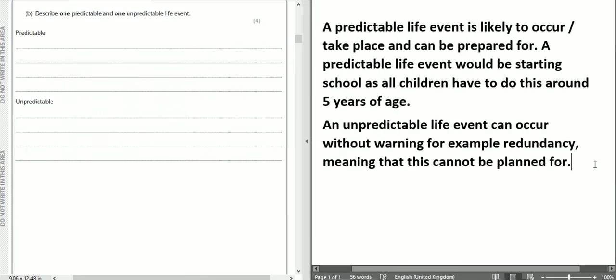There are some events which can cross over. So pregnancy is deemed to be predictable, as it's likely that most people, or most women, sorry, will experience pregnancy in their lifetime. It's often planned for, but again, there are events where it's unplanned, it's unexpected, and it occurs without warning. So some of these could be used in different ways as long as you justify it.